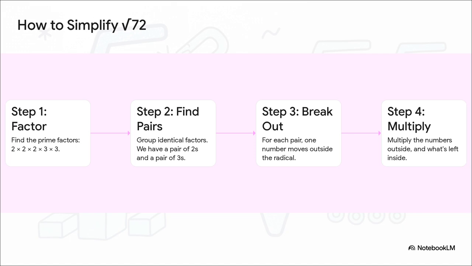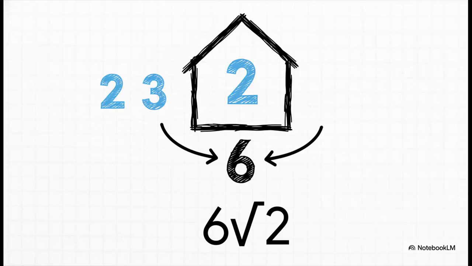Now, because it's a square root, we're looking for pairs. Think of it like a nightclub. For every pair of numbers, one gets to break out and go outside the radical symbol. But any number without a partner, sorry, they have to stay inside. And check it out. The 2 and the 3 that broke out get multiplied together on the outside. That gives us 6. That lonely 2 that didn't have a partner, it's stuck inside. And just like that, we've turned that ugly, long decimal into this clean, exact, and honestly beautiful expression, 6 times the square root of 2.